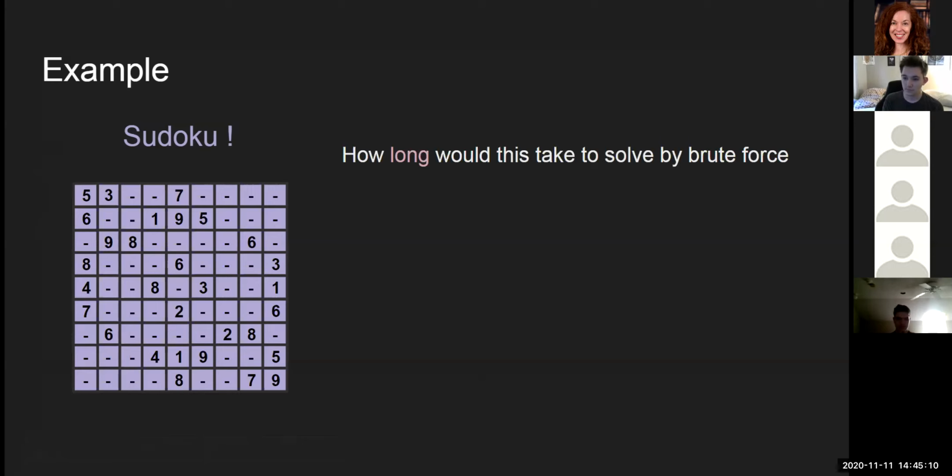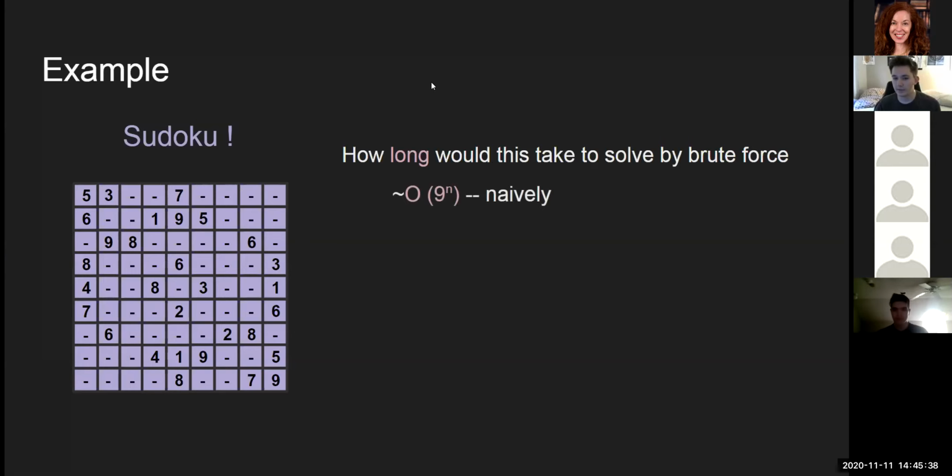So each cell can have, what, 9 different options? Yep. And if the board is n by n, there's n by n different cells. So that would be 9 to the power of n by n total different ways you could fill that in. Yeah, we actually call it an n squared by n squared board. That's just the way it's formulated when people talk about it. It's not too important, but you are right.